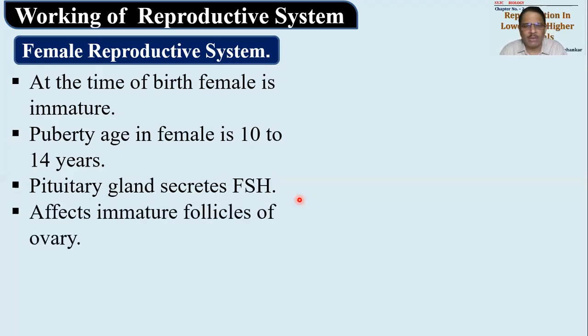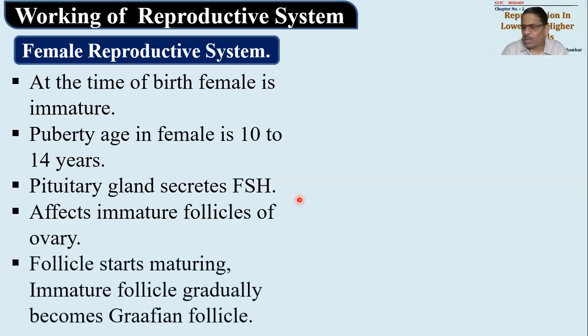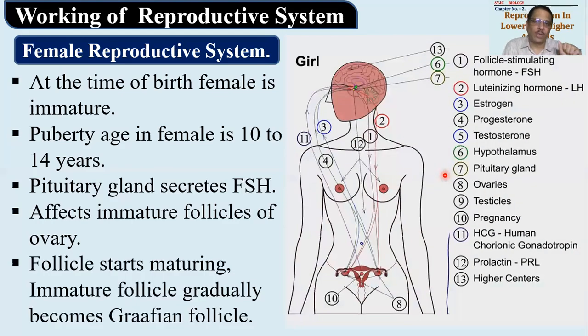As usual, the pituitary gland will take a leading role. Follicle stimulating hormone will be released from the pituitary gland. This follicle stimulating hormone will affect the primordial follicles of the ovary. Under the influence of FSH, very few follicles will start maturing, around 10 to 15, or we can say 15 to 20 follicles. The result of this will be the formation of Graafian follicles.